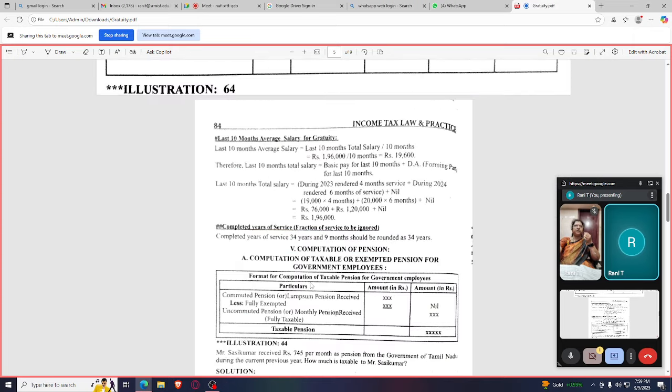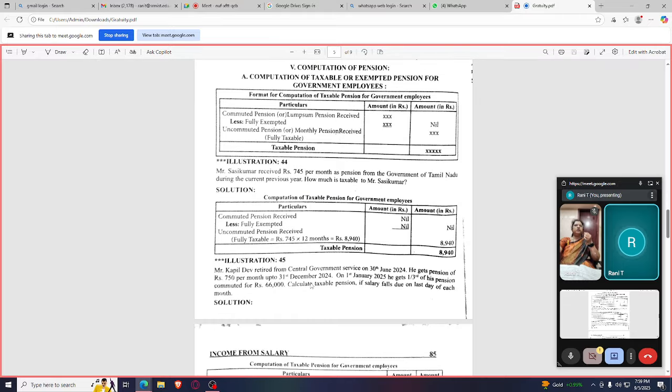Okay, I think all models of gratuity have been completed, and here we are going for pension. Pension also you will get only after retirement. Here you have to learn two words by income tax law, that is commuted and uncommuted. What is commuted? Commuted is lump sum, and uncommuted is monthly. In case of government employees, what is always given is both commuted pension as well as uncommuted pension.